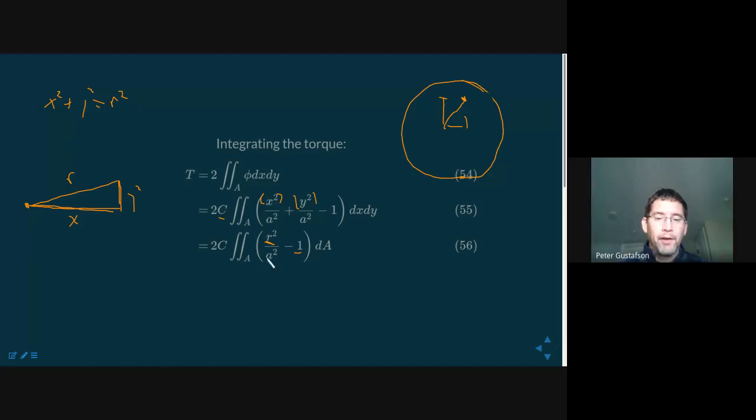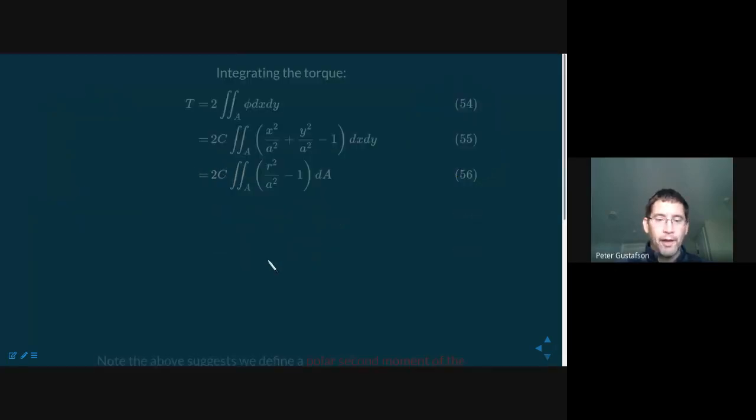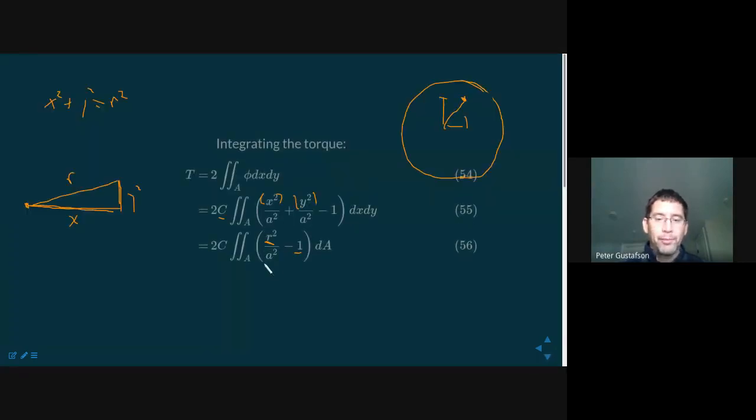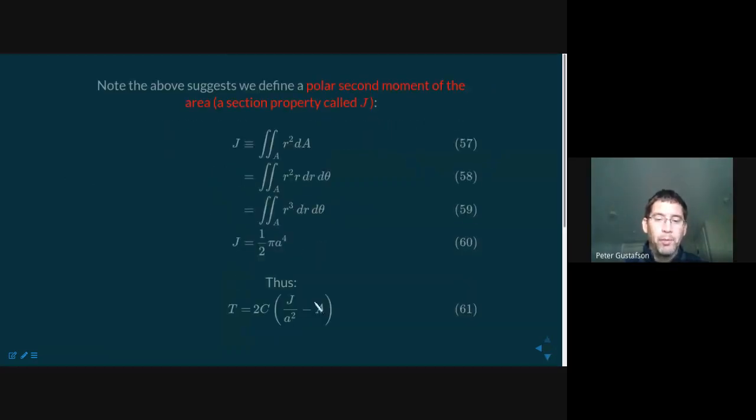And of course, J itself, as we have now seen, has a to the fourth in it. So when we make this substitution, we're going to end up canceling a couple of those powers. So a to the fourth over a squared becomes a squared. The integral here of 1 becomes an a squared quantity. And lo and behold, you put these two things together, and here's what you get. The total torque is equal to, after completing the integral, 2c times J over a squared minus a. That's not simplified yet. It will need to be simplified before the answer is complete.